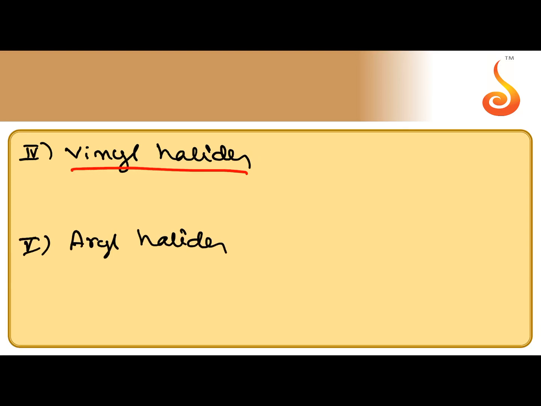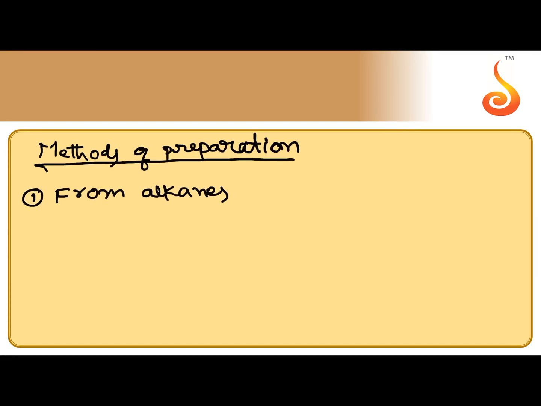Next one, if the halogen atom is attached to an sp2 carbon, vinylic carbon. An sp2 carbon is nothing but vinylic carbon. So if a halogen atom is attached to vinylic carbon, they are called vinyl halides. Similarly, if a halogen atom is directly attached to a doubly bonded carbon present in a benzene ring, they are called aryl halides. So in these two monohaloalkanes, the halogen atom is attached to an sp2 carbon.